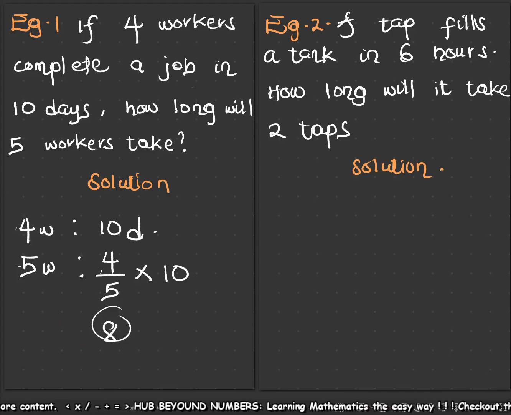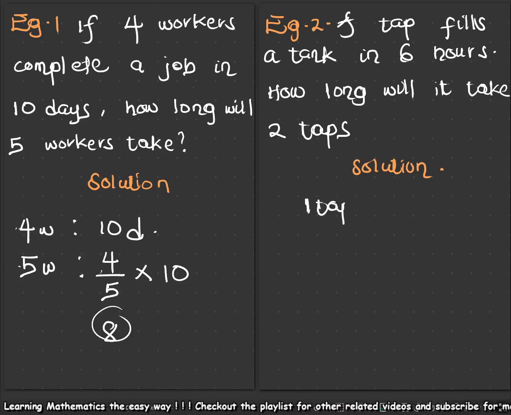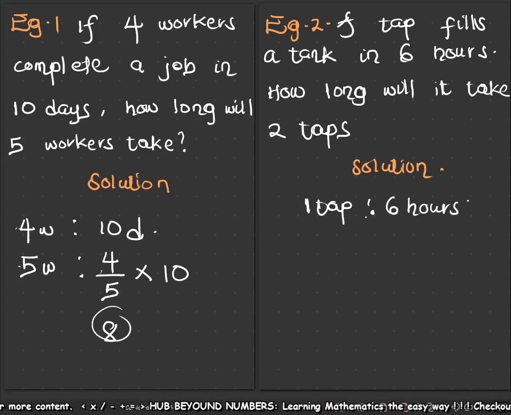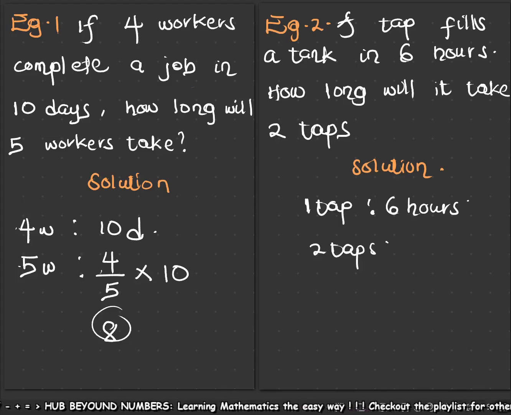So I'm going to say 6 hours. So first of all, it says a tap, right? So 1 tap is to 6 hours. So we write the 6 hours here. Then it now says 2 taps. How many hours is it going to use? Is it going to use more or less? You see, it is definitely going to use less.